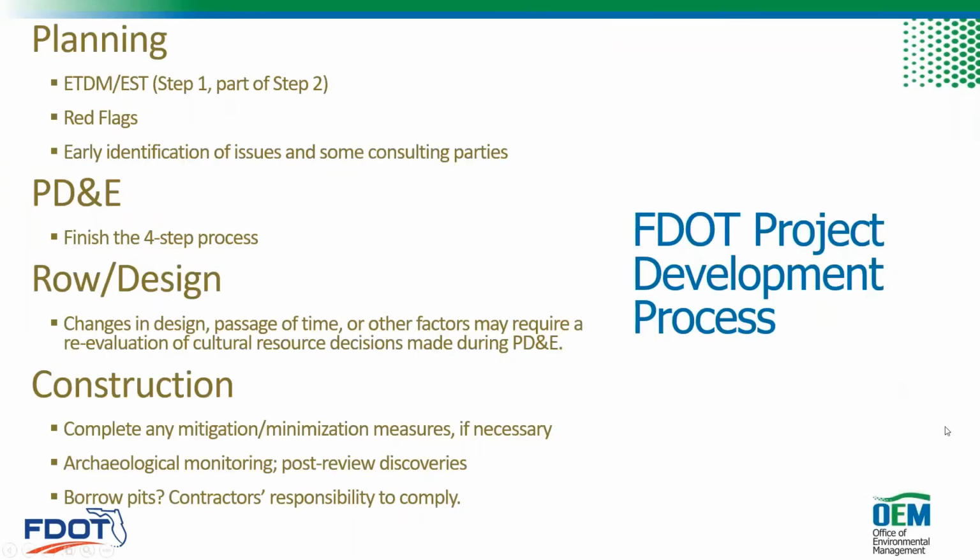So how does this all fit in to FDOT's project development process? As I said earlier, we can complete all of Step 1 and part of Step 2 in ETDM for qualifying projects. This is also where we will initiate consultation with DHR and Native American tribes with the hope that they can identify any red flags that may hold us up. We will finish the process in PD&E, but if there are changes in project design or even just the passage of time, that may require us to reevaluate our cultural resources determinations in the right-of-way or design phases.